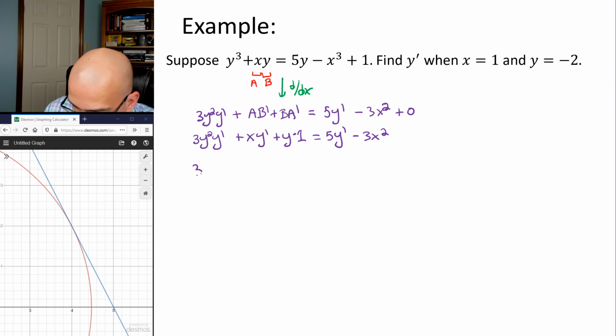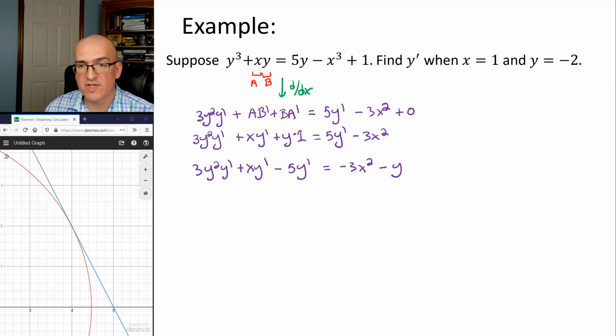So the 3y squared y prime is going to stay where it is because it contains y prime. The xy prime is going to stay where it is because it contains y prime. I'm going to subtract 5y prime from both sides to move it over. And then the -3x squared stays on the right. And the y times 1 gets subtracted from both sides to move it to the right, because we only want pieces with y prime on the left, pieces without y prime on the right.